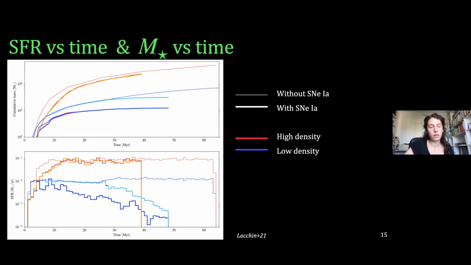However, in the high density models, the red ones, as you can see, there is a difference at the beginning, but then the star formation rate is almost the same after some tens of megayears, and also the cumulative mass that we obtain for the high density model is almost the same as in the case without type 1a supernovae.